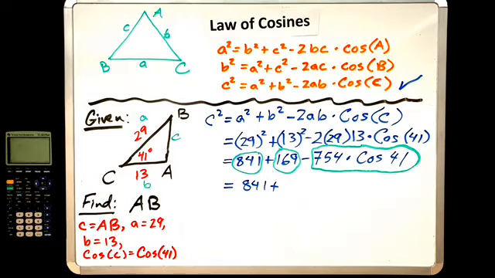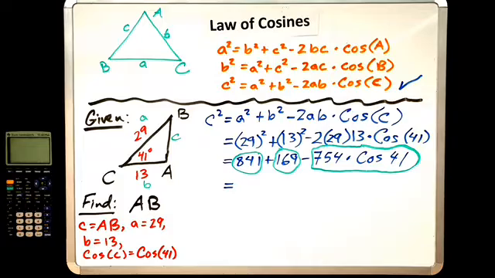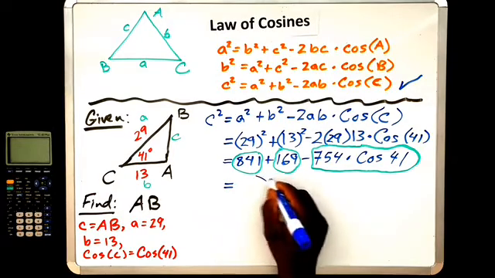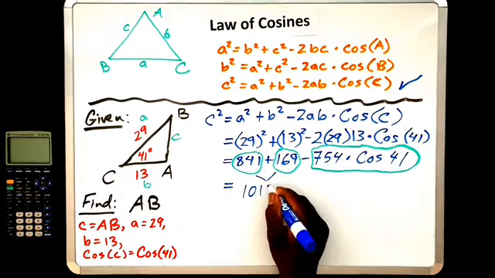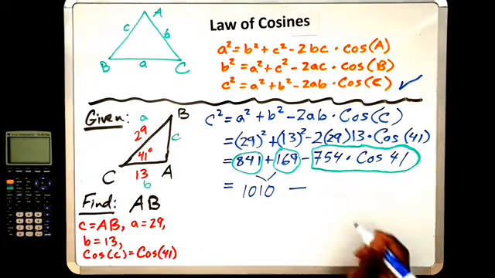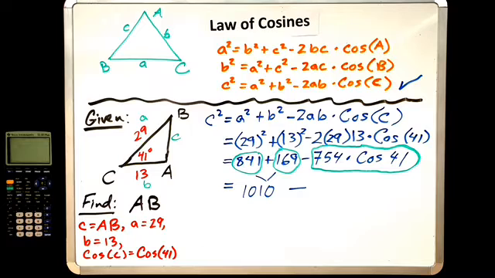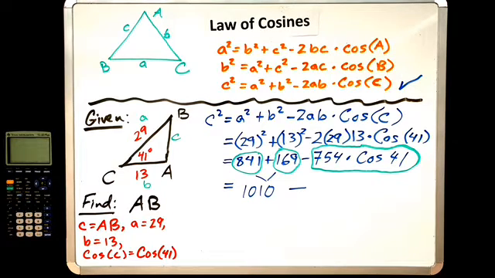Well, actually, I think I'm going to go ahead and add those numbers so that I don't have to write an extra step. So let me do that. We can go ahead and combine these 2 numbers. So let's go ahead and do that. 841 plus 169, we get 1,010. Okay, minus. So use your calculator and you're going to multiply 754 times cosine of 41.